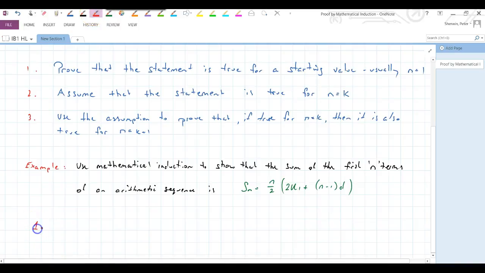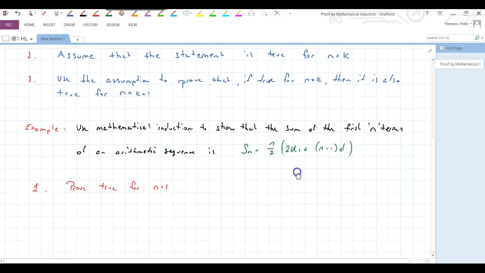Our task with step 1 is to prove true for n equals 1. Now, in this case, it's implied that n represents the term number, so it starts at 1 and goes up from there. So we'll start with the lowest value, which is n equals 1, and we'll prove the statement true for n equals 1.